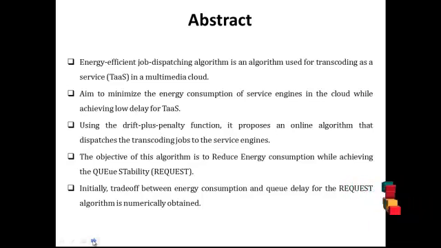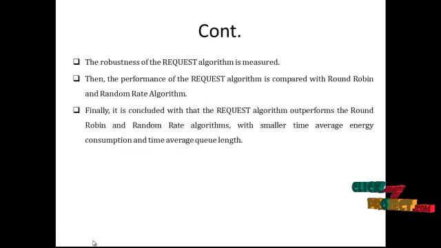The aim is to minimize the energy consumption of service engines in the cloud while achieving low delay for transcoding as a service. Using the drift plus penalty function, it proposes an algorithm that dispatches the transcoding jobs to the service engines. The objective of this algorithm is to reduce energy consumption while achieving queue stability. Initially, the trade-off between energy consumption and queue delay for the algorithm is numerically obtained. The robustness of the algorithm is measured here.